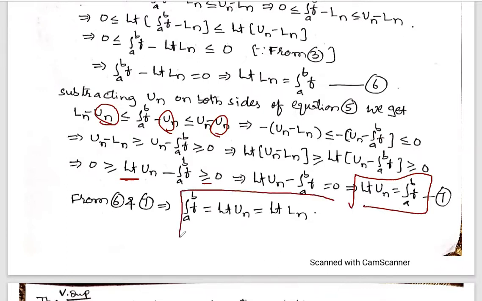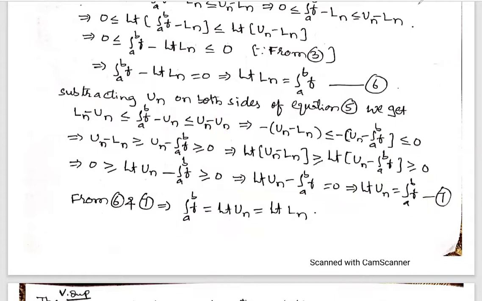Now what is it that we got to do? We got to subtract Un. Till now we have done it with Ln. Now you got to subtract Un and then apply the limits. In the same way that you did Ln, you got to do Un also. So after you do Un and Ln, this is what you'll end up with: the integral from a to b of f(x) dx equals the limit of Un equals the limit of Ln, where the limit is as n tends to infinity.